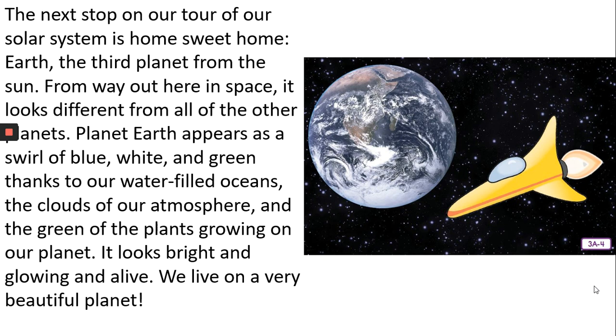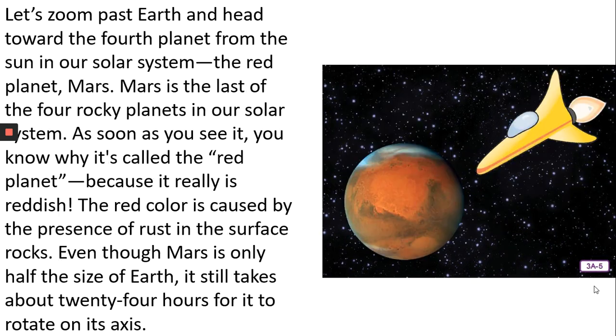The next stop on our tour of our solar system is home sweet home, Earth, the third planet from the sun. From way out here in space, it looks different from all the other planets. Planet Earth appears as a swirl of blue, white, and green. They are the water-filled oceans, the clouds of our atmosphere, and the green of the plants growing on our planet. It looks bright and glowing and alive. We live on a very beautiful planet.